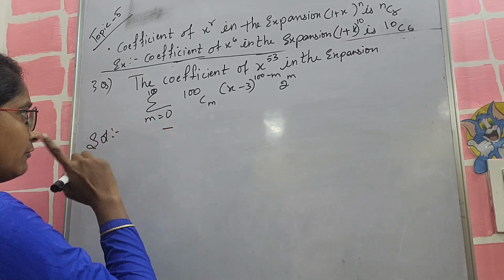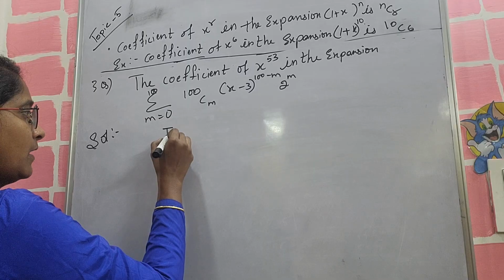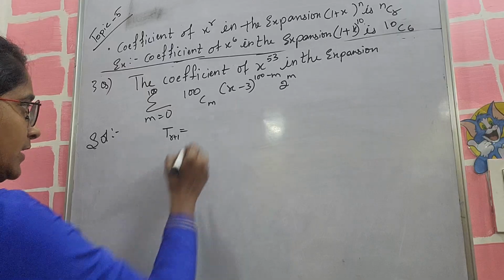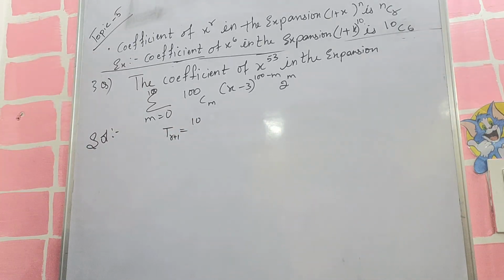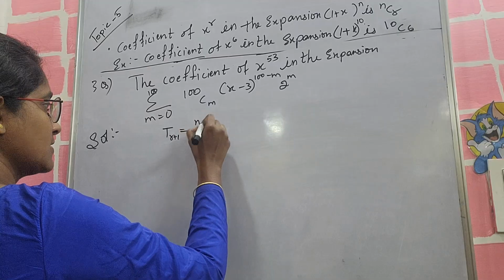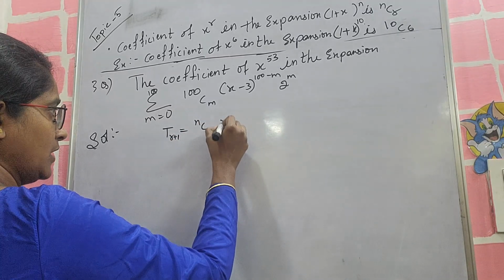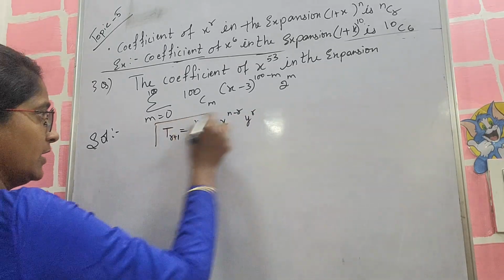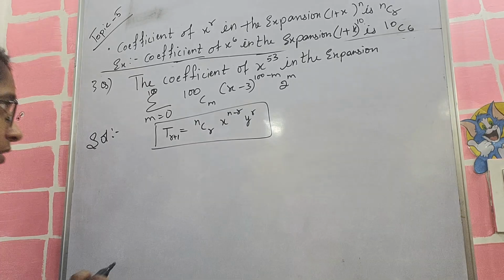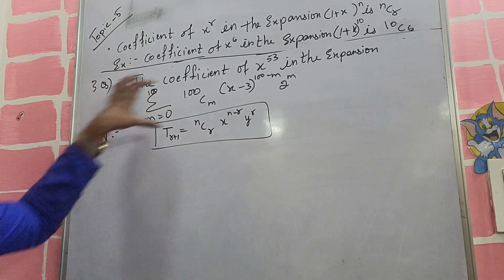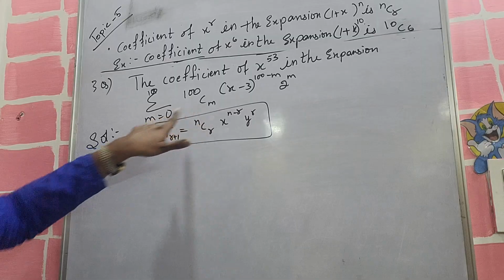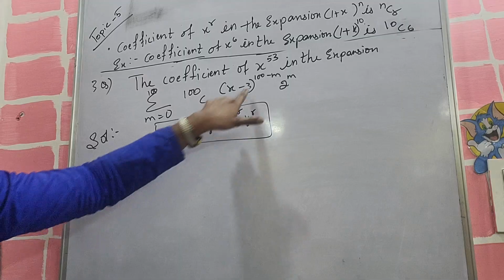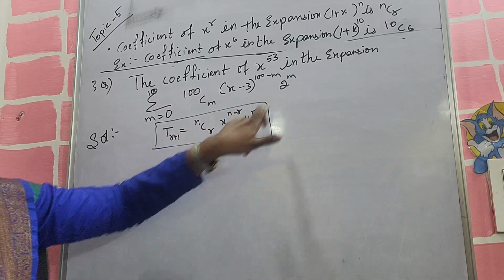What I can write as the general form: T(r+1) is equal to nCr, and then x power of n minus r, y power of r. This is our general form, right? So if I compare this with that, then what I'm going to get here is a sum from 1 to 100, so 100 terms, and m is the particular term, and this is x power of 100 minus m, and then this is y.